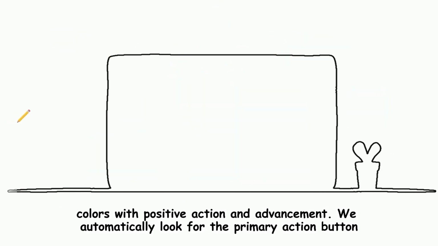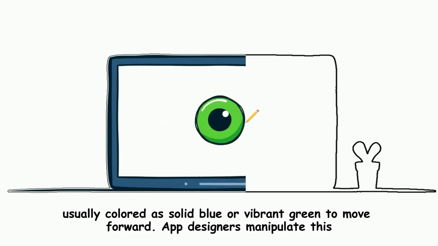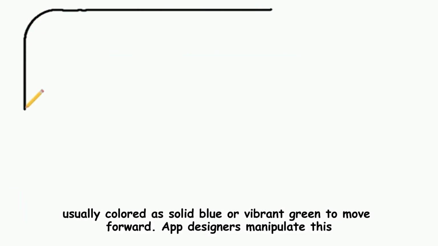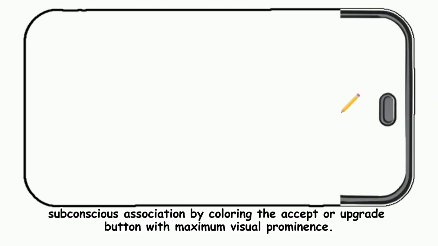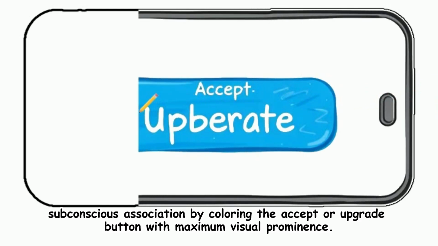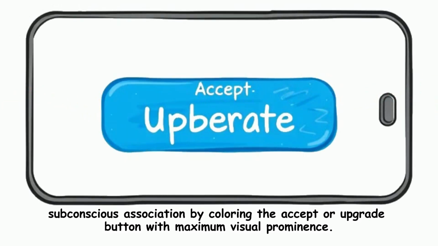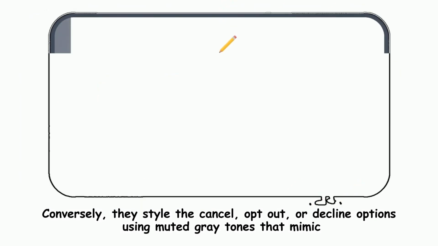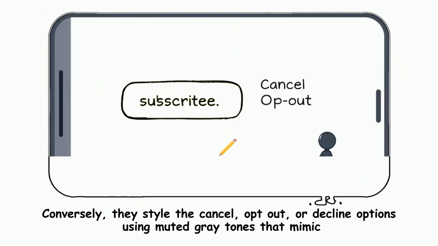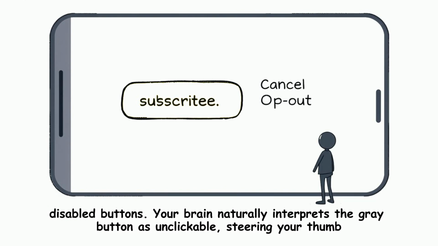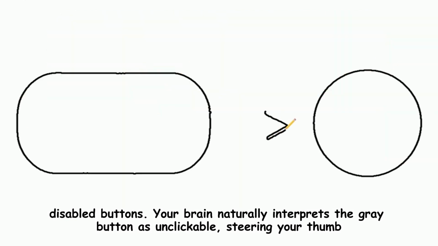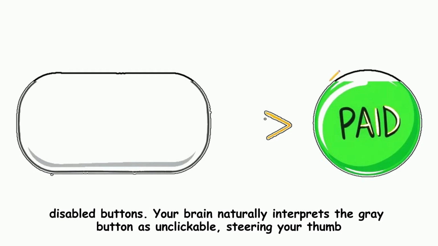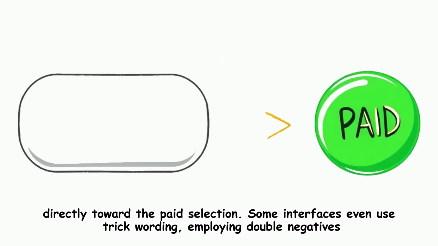We automatically look for the primary action button, usually colored a solid blue or vibrant green, to move forward. App designers manipulate this subconscious association by coloring the accept or upgrade button with maximum visual prominence. Conversely, they style the cancel, opt out, or decline options using muted gray tones that mimic disabled buttons. Your brain naturally interprets the gray button as unclickable, steering your thumb directly toward the paid selection.